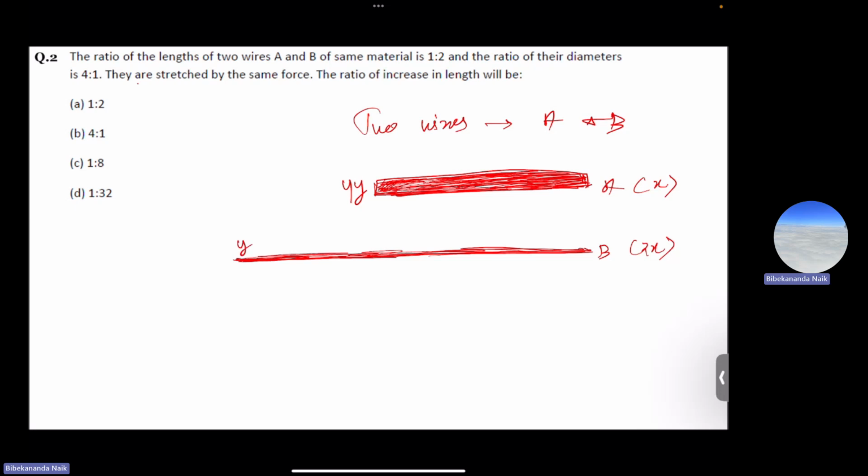Now they are stressed by the same force. So we are applying force F here to stretch it, and also here to stretch the wire. Then what will be the ratio of increase in length? Then it will be elongated by some length and it will be elongated by some length, and we need to find out the ratio of these two. I'll give you a few minutes to think about this question and how we can solve it, and then we will discuss what will be the correct one.